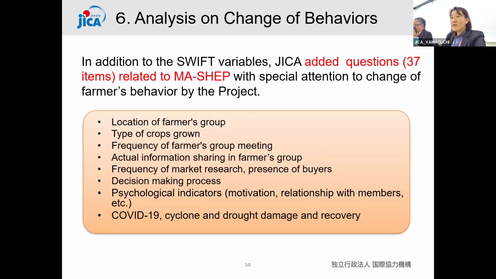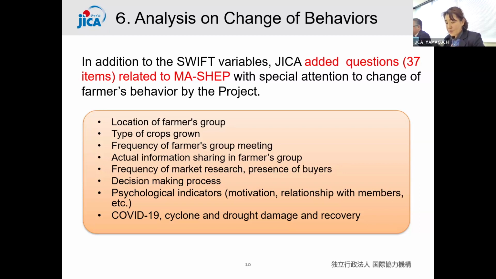Next slide, I would like to explain the analysis of the change of behavior, the second objective. In addition to the SWIFT variables, JICA added 37 questions related to SHEP with special attention to the change of the farmer's behavior by the project, listed in the orange boxes.